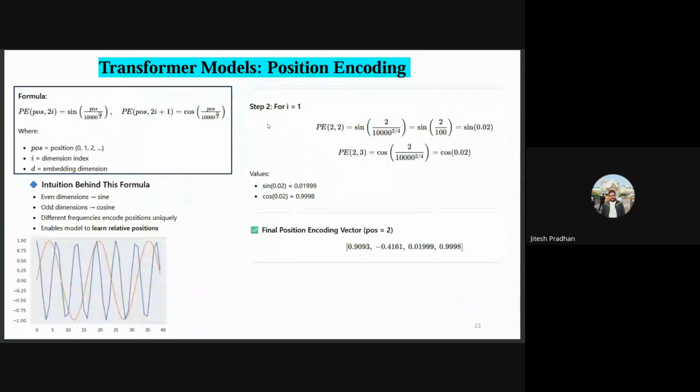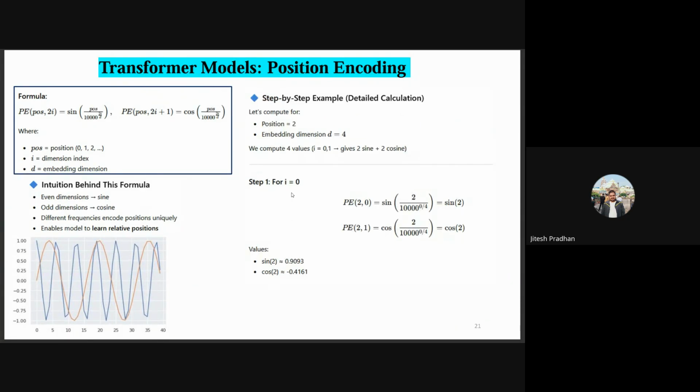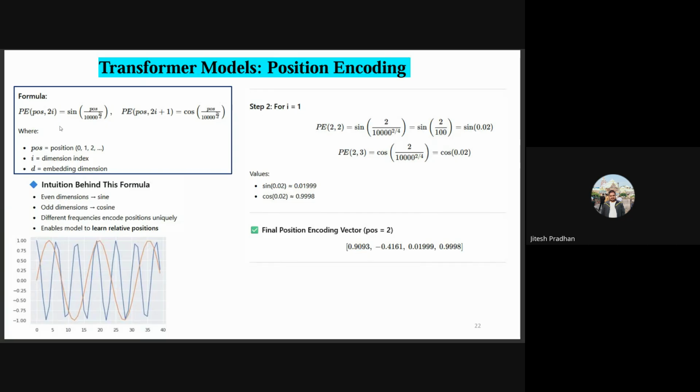We have taken i equals 0. Now let's talk about i equals 1. We are putting in the same formula. Now i equals 1 becomes (2, 2), (2, 3). Now it will become 2 divided by 10,000 to the power 2i. Okay, 2 into the i value, which is 1. So 2 into 1, 2 divided by 4. So 2 divided by 4, and here also it will become 2 divided by 4.